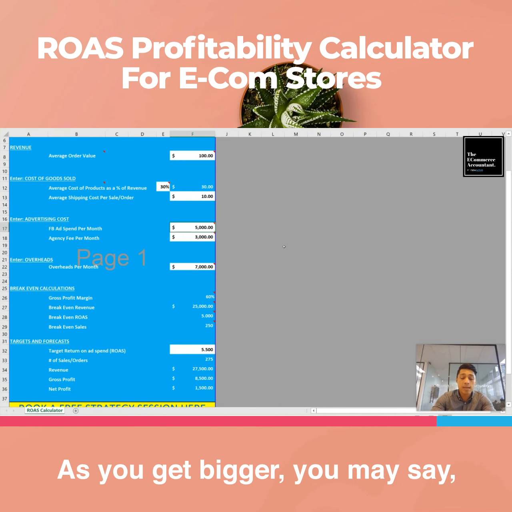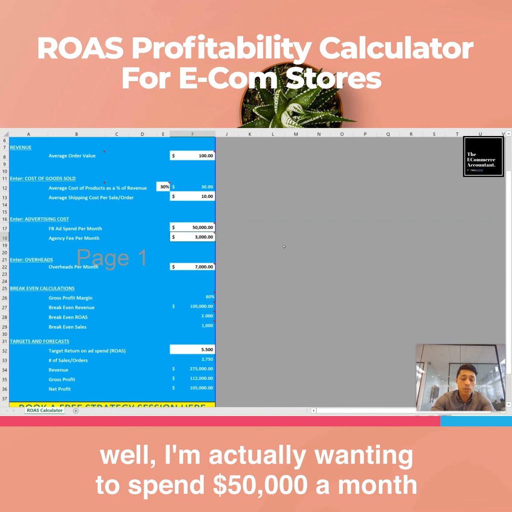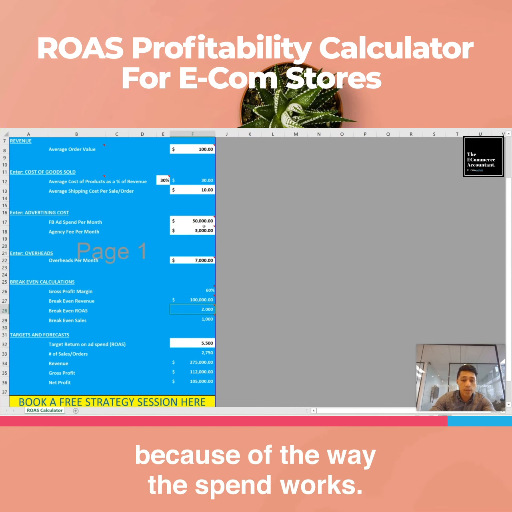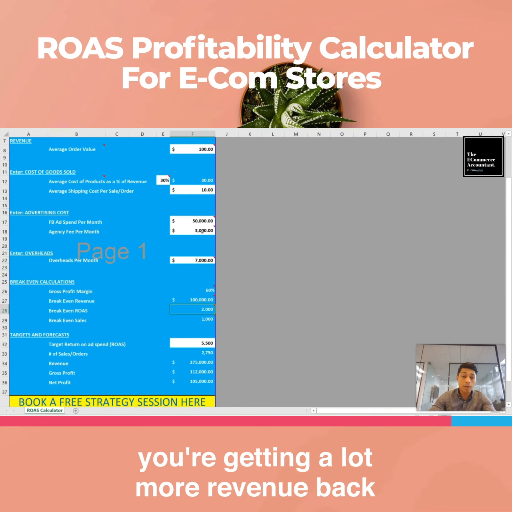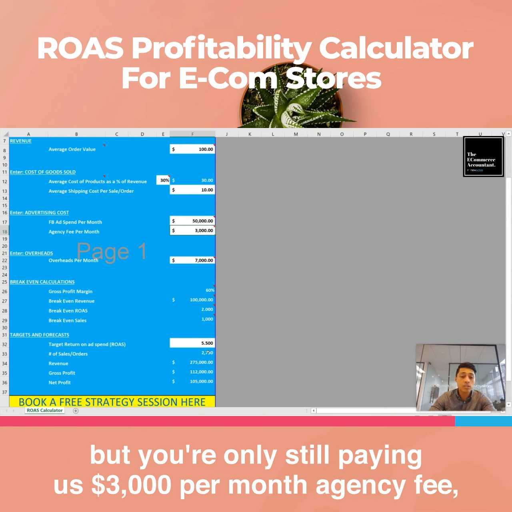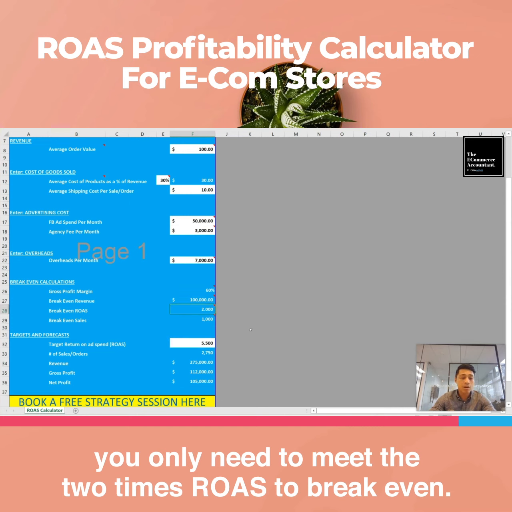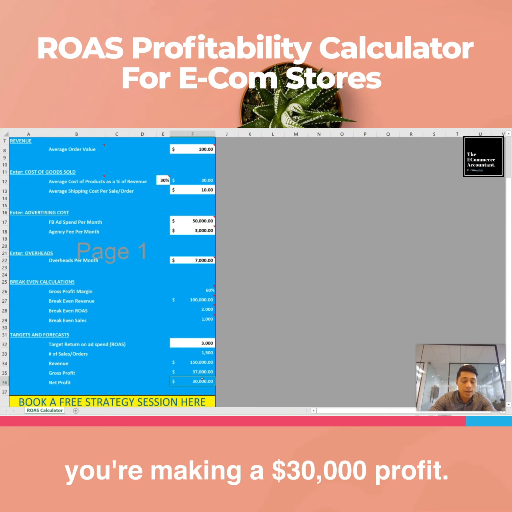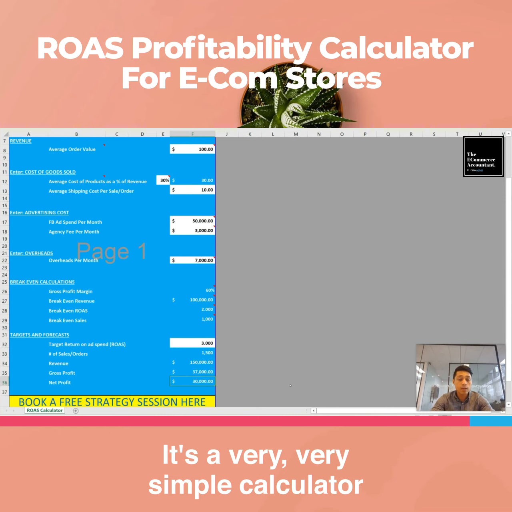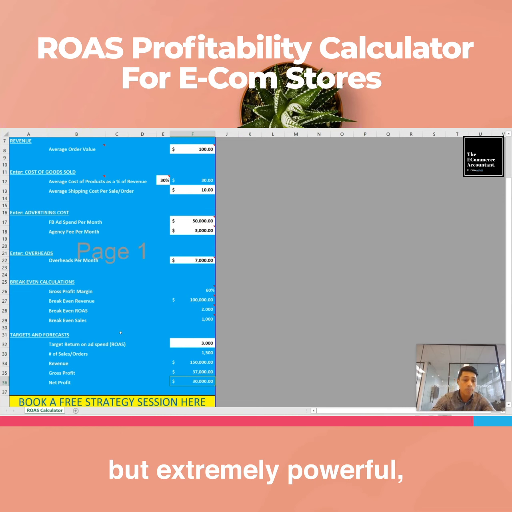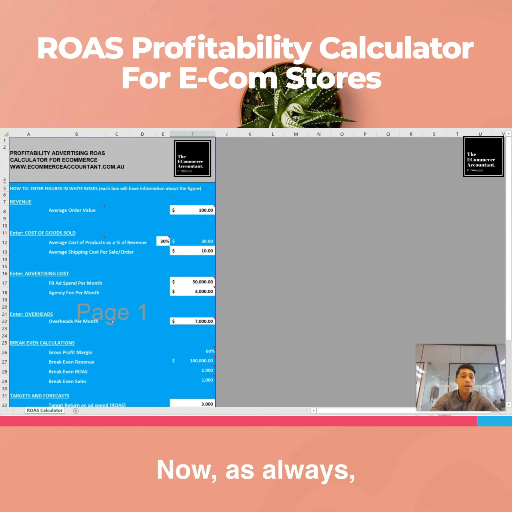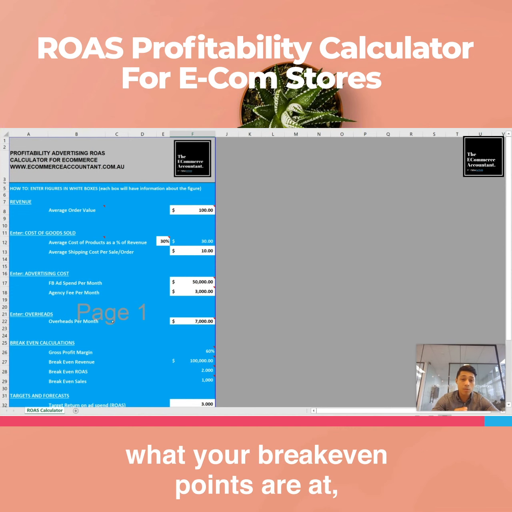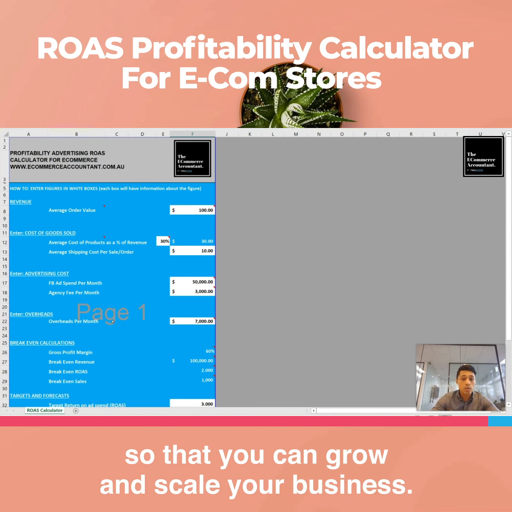As you get bigger, you may say, well, I'm actually wanting to spend $50,000 a month, and that $3,000, you can see the break-even ROAS has gone down because of the way the spend works. Now you're spending a lot more, you're getting a lot more revenue back, but you're only still paying a $3,000 per month agency fee. You only need to meet a 2 times ROAS to break even. If they're hitting anywhere, let's say they're hitting 3 times ROAS, you're making a 30 grand profit. It's a very simple calculator, but extremely powerful, and it'll give you a good indication of what you need to know. Now, as always, it's very important to understand where your figures are at. It's important to understand what your break-even points are so that you can grow and scale your business.